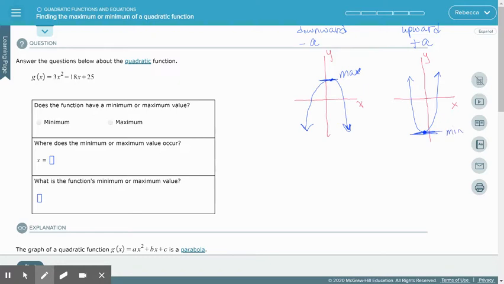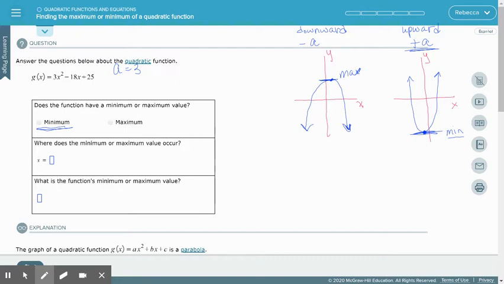So when we look at the function, g of x equals 3x squared minus 18x plus 25, we notice that a is 3. So a is positive, so we're going to have an upward-looking parabola. So in our mind, we're visualizing this type of parabola. It's got an a value of 3, so it's going to be a pretty skinny parabola since it's being stretched by a value of 3. And so we know we're going to have a minimum in our function.